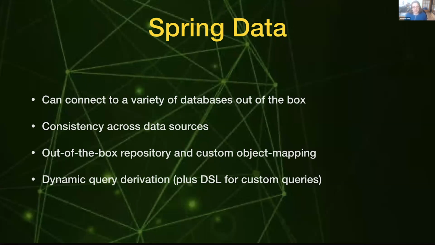With Spring Data, you get out-of-the-box repository and custom object mapping. Really nice to plug and play there. And there's some dynamic query derivation, which Spring handles behind the scenes for you. If you have some basic methods, those are provided out of the box, and then others can be derived based on your method names, which we'll take a look at in just a bit.